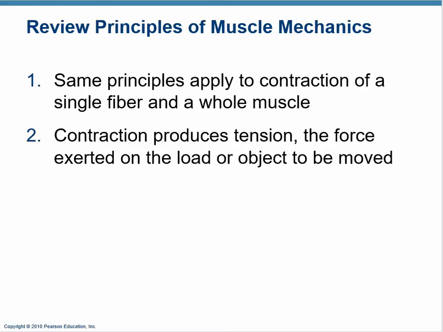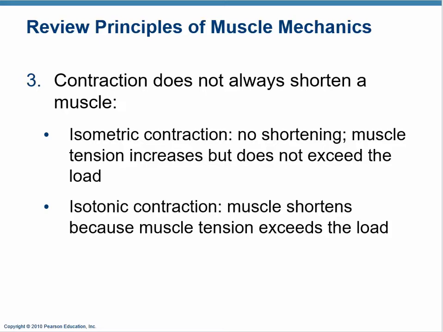And contraction doesn't necessarily mean shortening. Contraction means that tension is applied, that there's a force applied in the direction of shortening, not that anything shortens. So there's something called isometric contraction. Isometric: iso, the same; metric, length. There's no shortening. The muscle tension increases, but it's not enough to move the load, so it doesn't change length. It doesn't get longer or shorter. It has just enough to keep the load static.